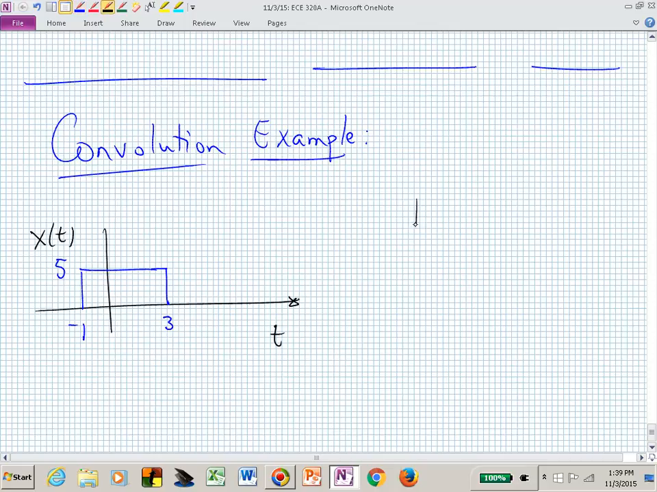And let's say that the system that we're applying this to has an impulse response given by h of t, and that impulse response, let's say, starts at 2 and decays exponentially. Let's say that this is now 2e to the minus 2t. And now we want to know, what is y? What's the output when we apply this input x to that system that has an impulse response that's 2e to the minus 2t?